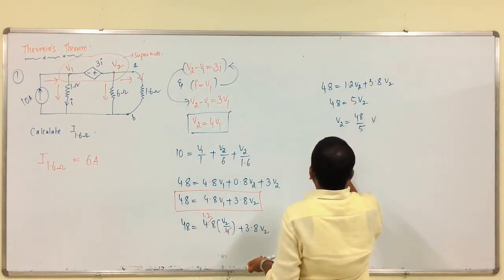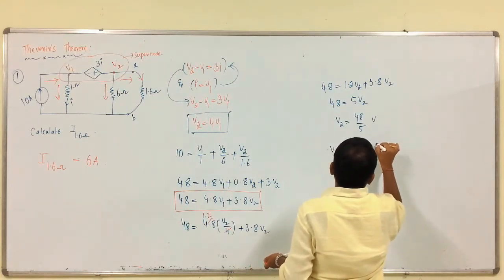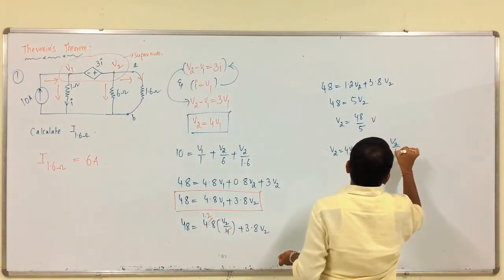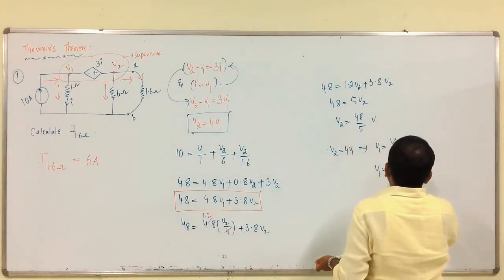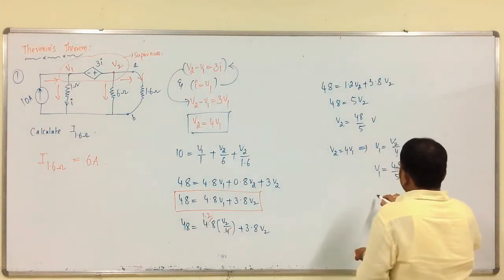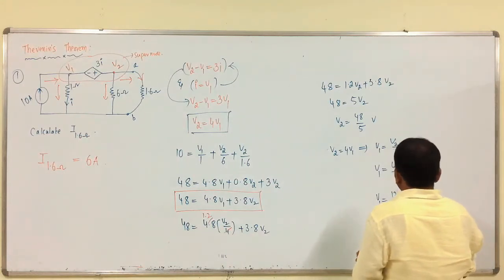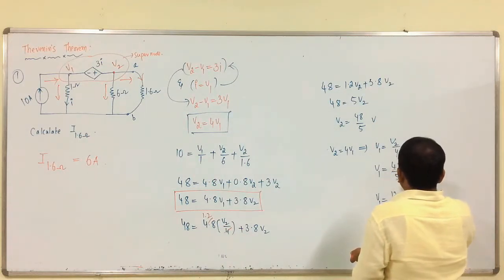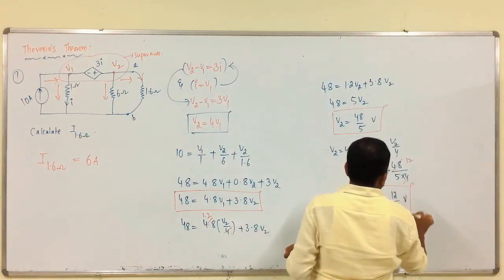We know that V2 is equal to 4V1. Therefore, V1 is equal to V2 by 4. Therefore, V1 is equal to 48 by (5 into 4), that is V1 is equal to 12 by 5 volts. So this is V2, 48 by 5, and V1, 12 by 5.